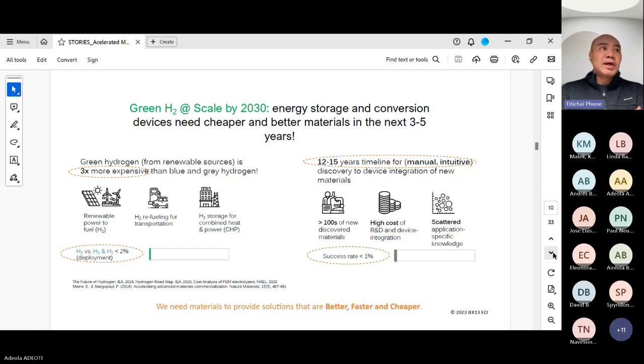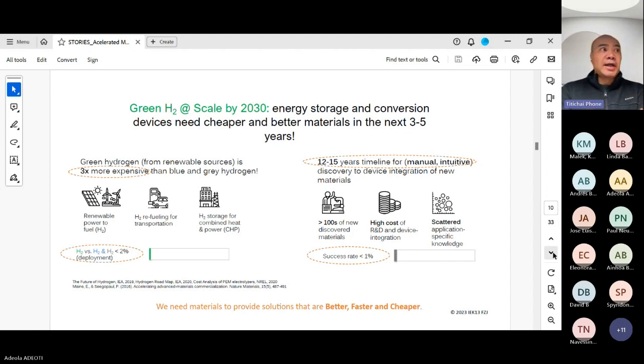So just to sum up, the challenge is to be able to have green hydrogen at scale. Energy storage and conversion needs to be better, faster, and cheaper. Specifically, we know that green hydrogen is about 3 times more expensive than the target price. It's more expensive than the blue and the gray hydrogen currently. The level of deployment overall globally is less than 2%.